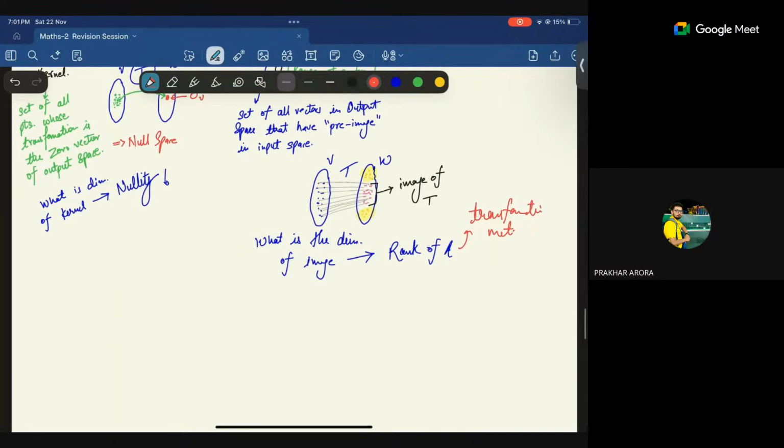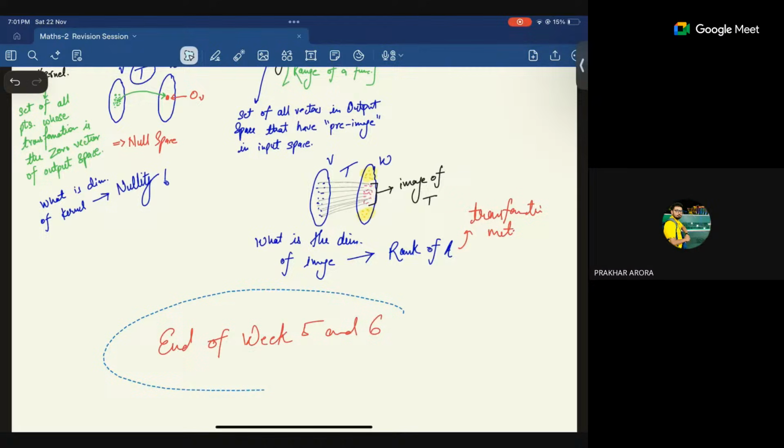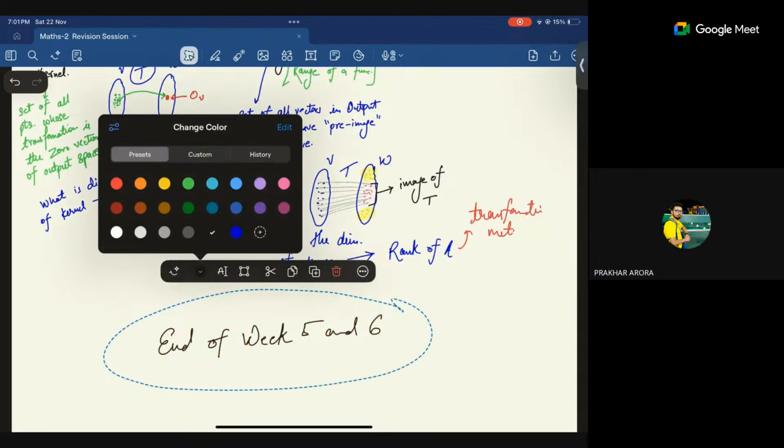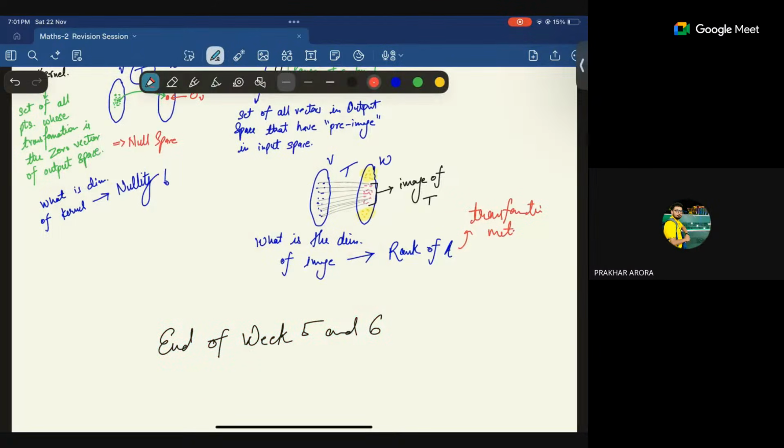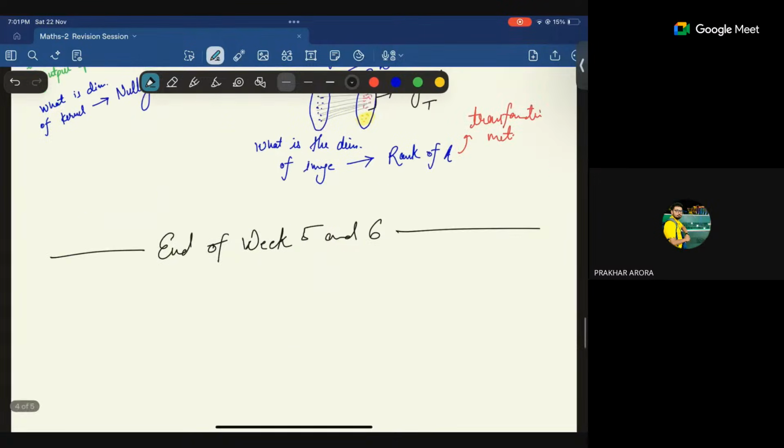Okay, this is the end of week 5 and 6. All right. Now we will take 5 minutes break. After this we will start week 7, and what will come after, 8. Week 7 and 8 we will do.